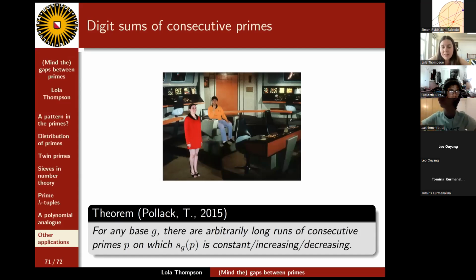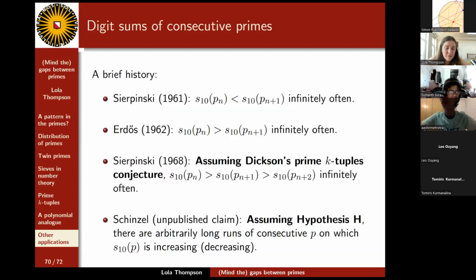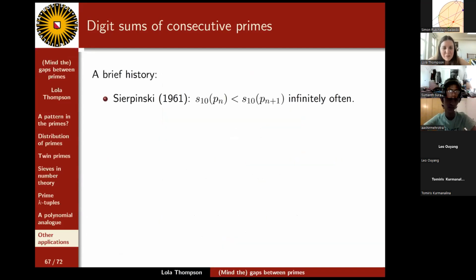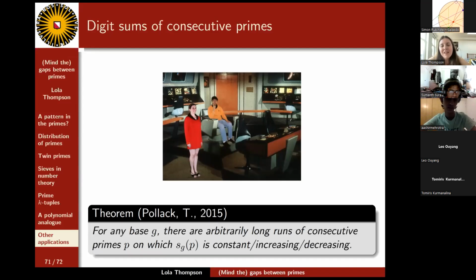The important difference to notice between our result and what came before us is we don't have to assume any unsolved conjectures. So our result is completely proven without assuming anything that's not known. And we also extend it not just to base 10, but to any base G. And so we finished off this question of Sierpinski finally, going from 1961 until 2015.